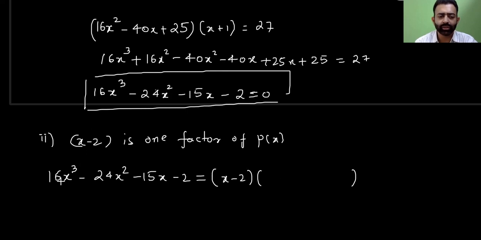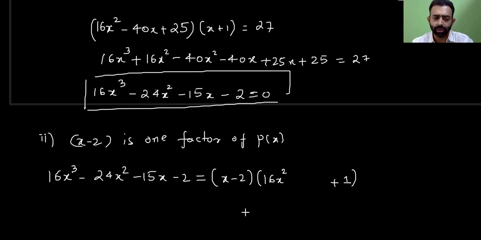So you need total x cube coefficient as 16. So I should multiply this by 16x square. First thing is this, right? So your leading coefficient should be 16. Then you go for the constant term. Constant here is minus 2 and you already have minus 2 here, right? And this constant, when multiplied by the constant of this quadratic function, you will get the final constant, minus 2. So if you need minus 2 in the final answer, minus 2 you already have, so you need to multiply this by just plus 1.